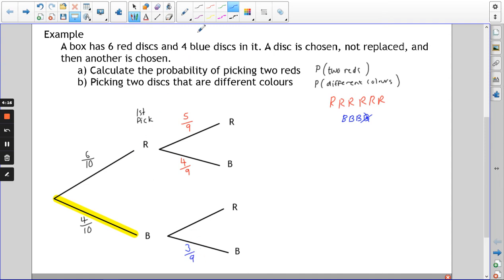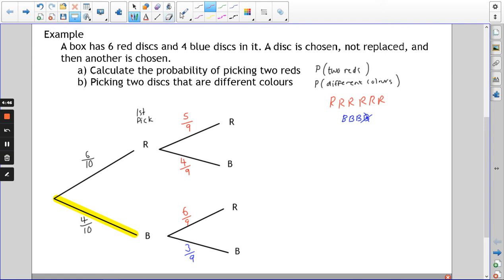This is a bit where some people get thrown. It looks like one of the red ones has gone back in, because we go back to 6 over 9. It's not that I've put it back in, it's that I never took it in the first place. Remember, why are we in the bottom half of the tree? It's because on our first pick we took a blue one. So we've still got 6 reds in there. We've started the whole thing again and said, what if I took a blue and not a red on my first pick? So just be careful.